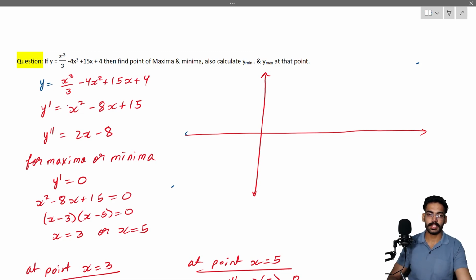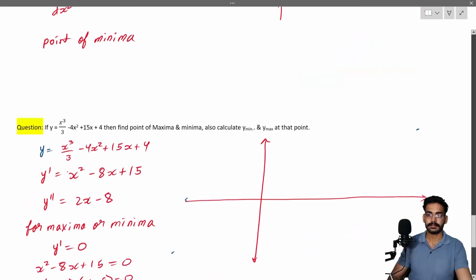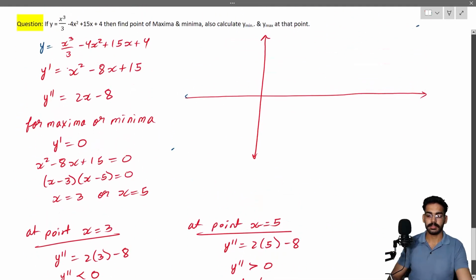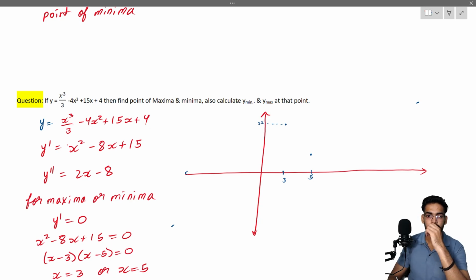What we saw is we have 2 points, one maxima and one minima. At x equal to 3, it is getting maxima, somewhere here, with maximum value 22. This is my 22 and this is my 3. It is coming from here like this, and then at x equal to 5 it is getting low, and then it goes back up. At x equal to 0, I can say it is 4, so it is somewhere here.